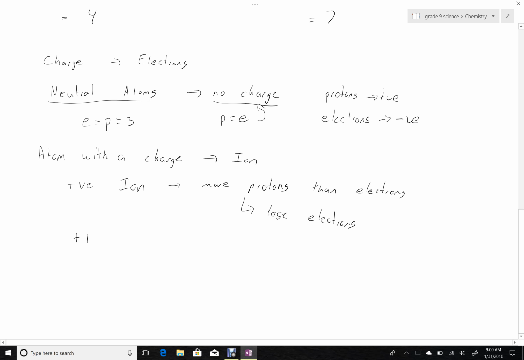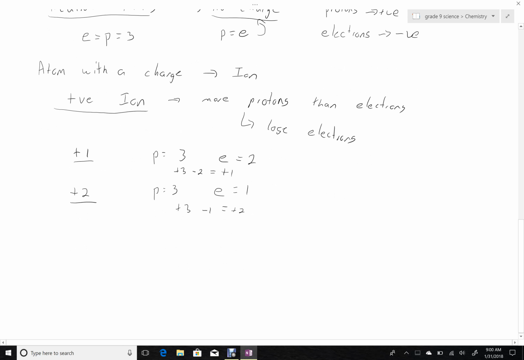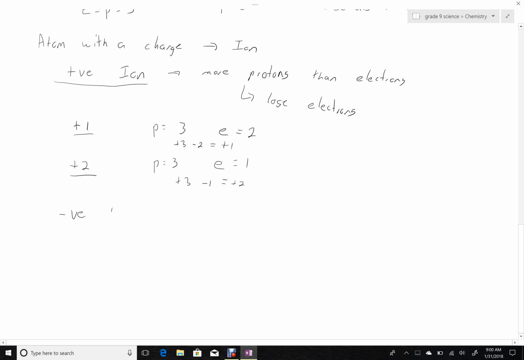So if I want a positive charge, say of +1, and I have a proton number of 3, then my electron number, to be 1 less than the protons, should be 2. Similarly, if I want a charge of +2, and my proton number is 3, then my electron number, being 2 less, would be 1. Here we can see we would have +3 minus 2, resulting in our charge of +1. Here we would have +3 minus 1, resulting in our charge of +2. Last but not least, so that's positive ions.